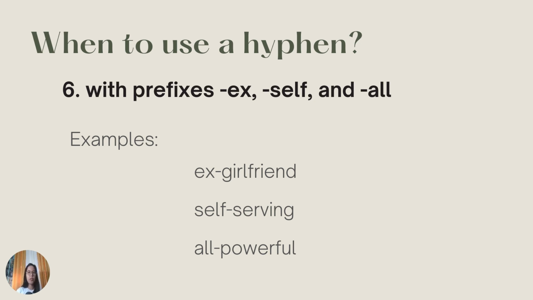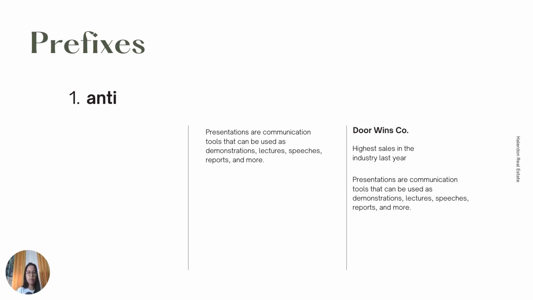The last is when we use prefixes with ex, self, and all, like ex-girlfriend, self-serving, and all-powerful. But please take note that most words that use prefixes do not need a hyphen, except for instances like this one.